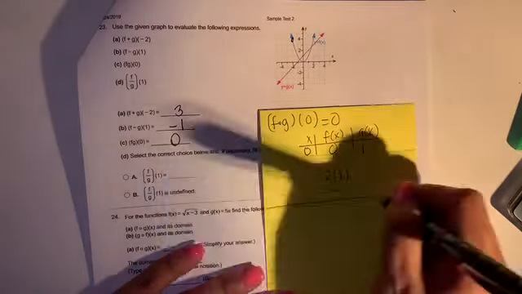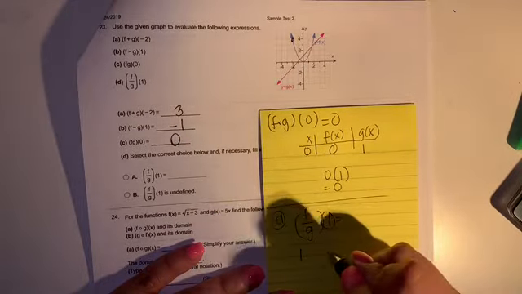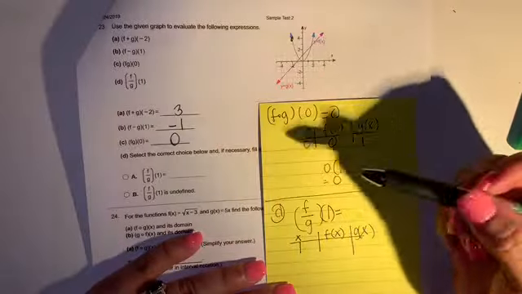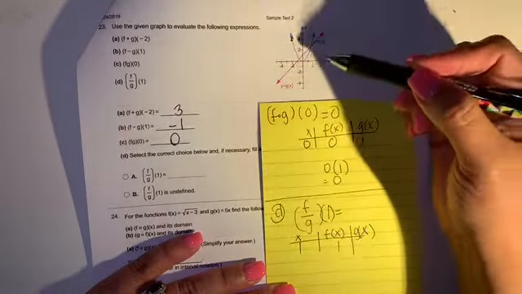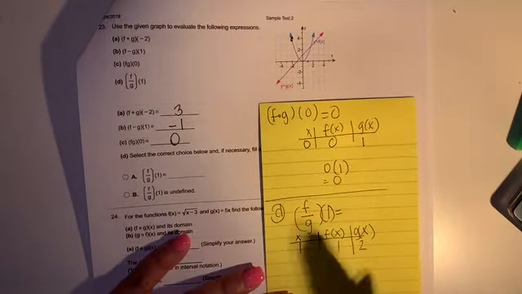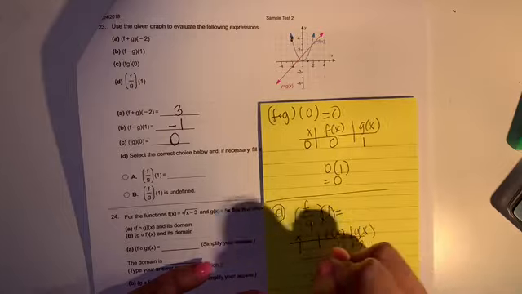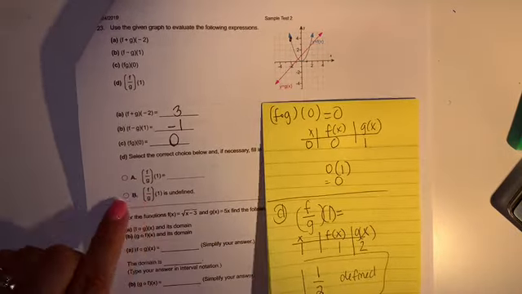And then D, f divided by g at 1. First, we need to know if it's defined. So x is 1, f of x, g of x. I'm just making the tables over and over. So where x is 1, f of x is 1, g of x is 2. f divided by g, so that's 1 divided by 2, so this is defined. So we know that it's a, and it's defined.